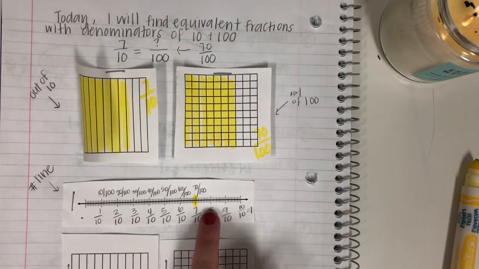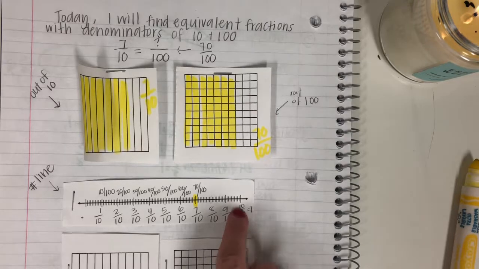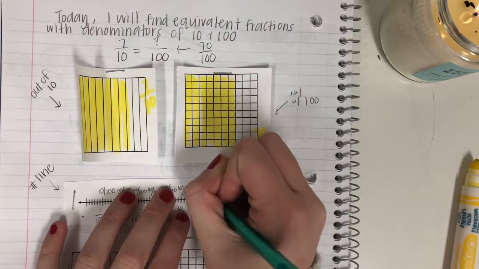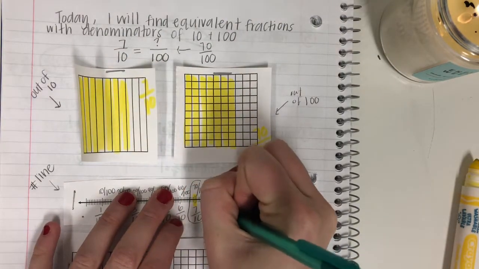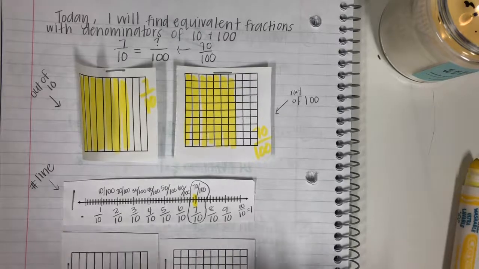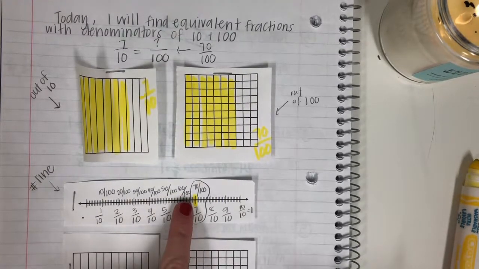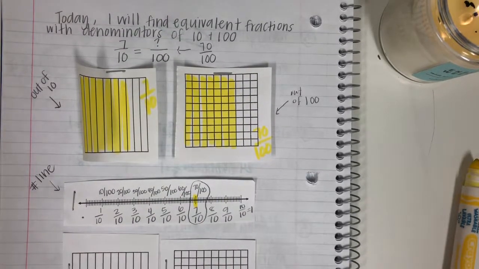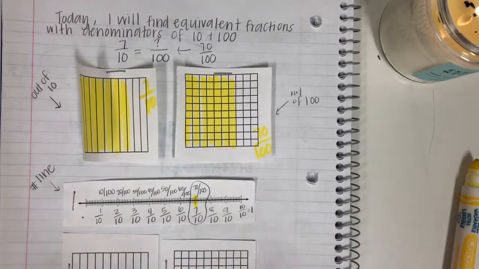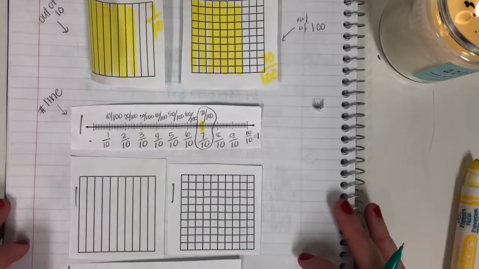Obviously, I would go to 80 out of 100, 90 out of 100, 100 out of 100, which would give me 1. So from this model, I can see that 7/10 is equal to 70 over 100. It's not equal to 60 over 100 because you can see they don't line up. So that's kind of how you can show it with both models. Okay, let's do another one.